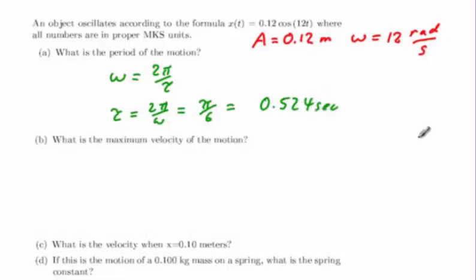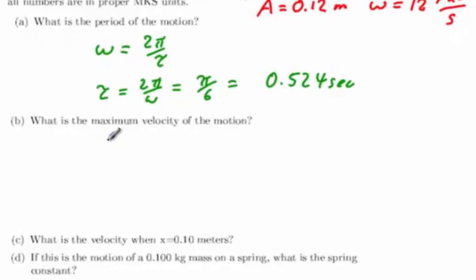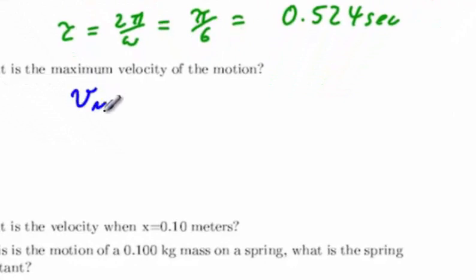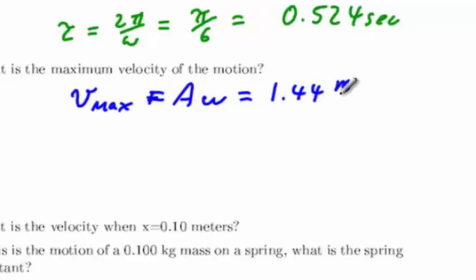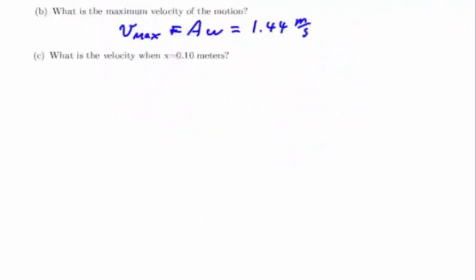In Part B, we are asked for the maximum velocity of this motion. We recognize that always in simple harmonic motion, the maximum value of the velocity will be the amplitude times the omega. Since we have the amplitude of 0.12 and the omega of 12, we plug those in to immediately find 1.44 meters per second as the maximum velocity of the oscillating object.